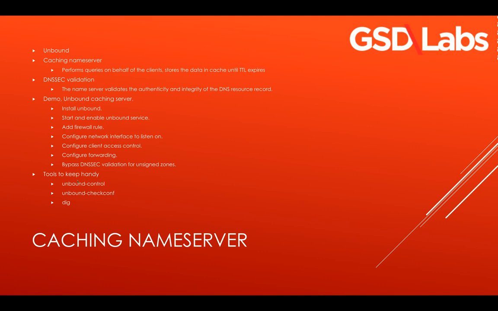We're also going to learn how to bypass DNSSEC validation for unsigned zones. Although verifying the authenticity and integrity of DNS resource records is very important, you might find DNS zones that are not signed because the owner of that zone hasn't implemented DNSSEC, and this could happen particularly for internal domains. So in case you need it, I'm going to show you how to bypass that DNSSEC validation for a particular domain. And then we're going to talk about a couple of interesting tools. We already saw dig, how to use it, and then we're going to talk about unbound-control and unbound-checkconf.